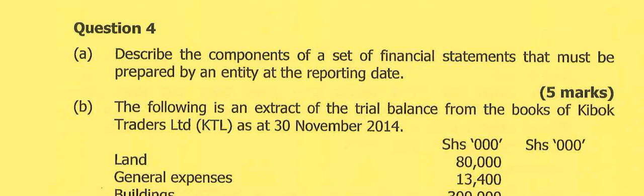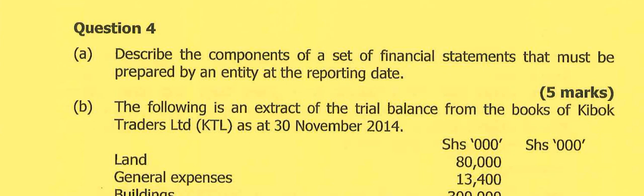Describe the components of a set of financial statements that must be prepared by an entity at the reporting date. There are 5 marks for you, describing the components of the set of financial statements that must be prepared by an entity at the reporting date. Now, according to IAS 1, presentation of financial statements, a complete set of financial statements comprises, one, the statement of financial position as at the end of the period.